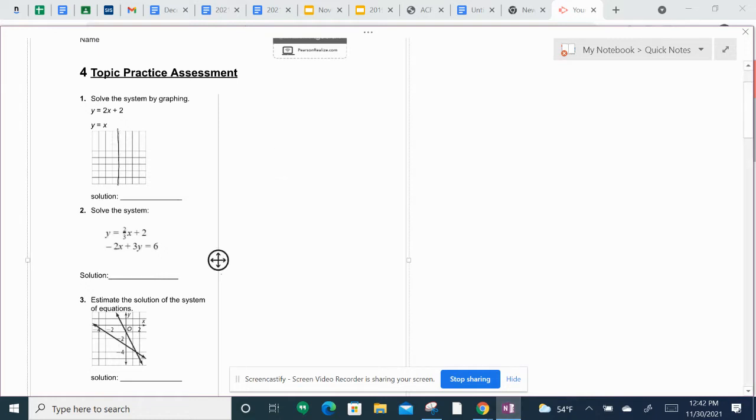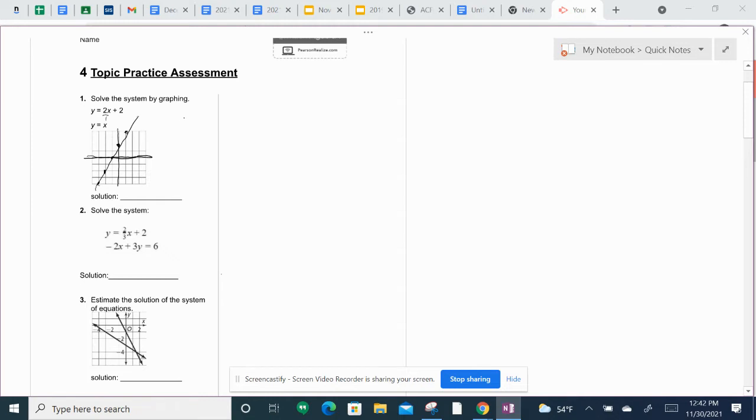The first thing I need to do is get my X and Y axes drawn in there. All right, the first equation has a y-intercept at positive 2, and then the slope is 2 over 1, so I'm going to rise 2, run 1. Now that doesn't give me a lot, so I'm also going to go down 2 to the left 1, down 2 to the left 1, down 2 to the left 1, just to get a more accurate graph.